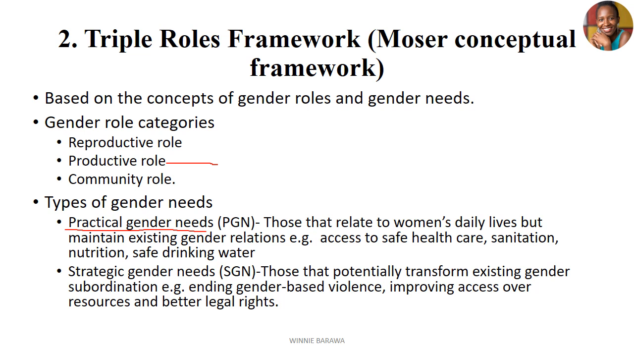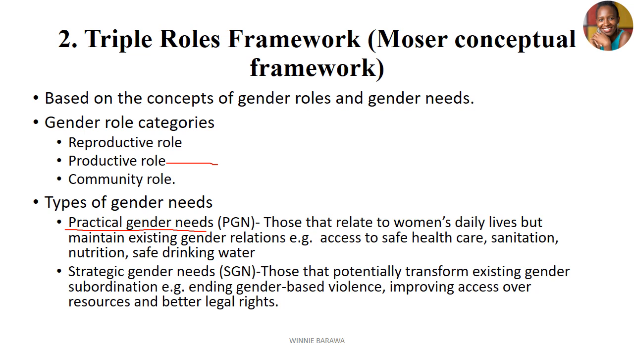So when you're looking at the triple role framework or Moser conceptual framework, your focus is understanding this gender, what role do they play, and for that, which need do we meet for them? So for example, if you go to a community and the challenge in that particular community is lack of access to safe drinking water, then the first question is who plays the role in accessing this safe water? So you look at the men. Is it the men who help in fetching water or is it the women who help in getting water?